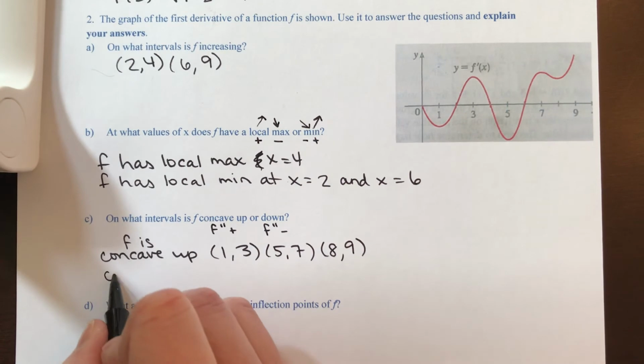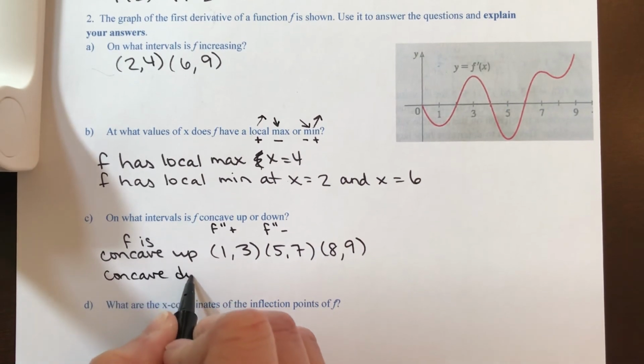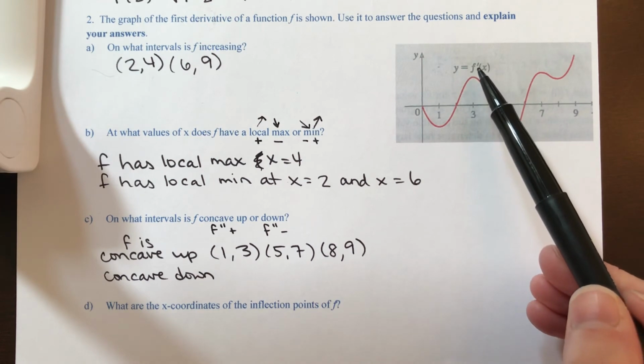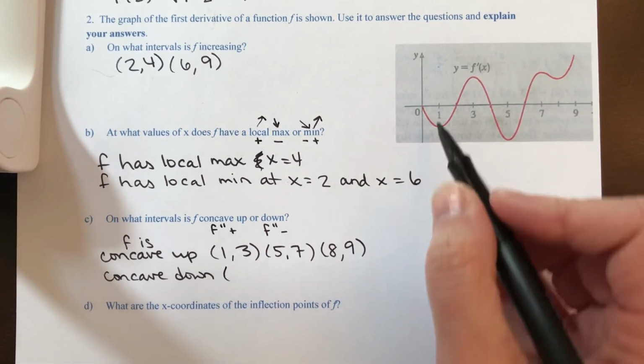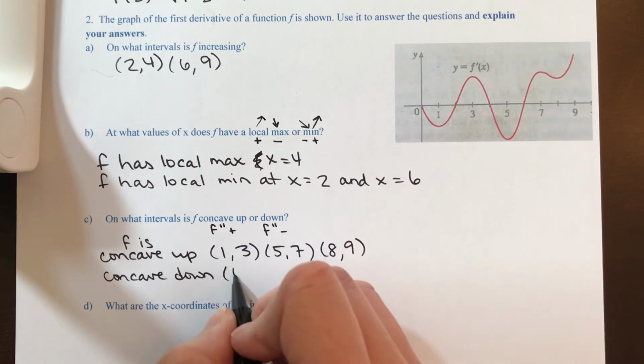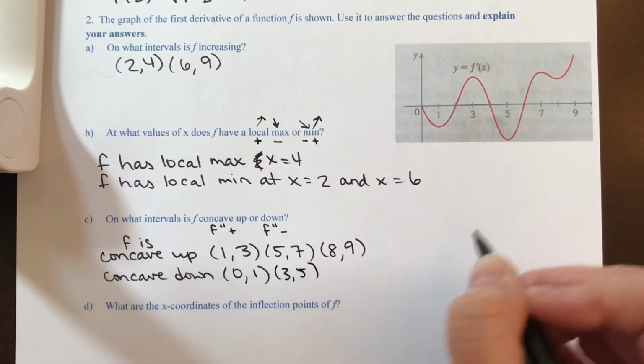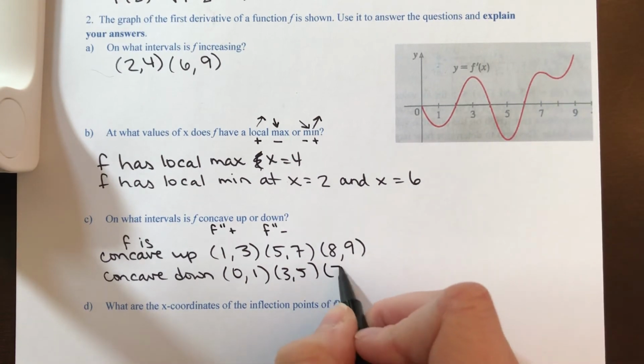And then f is concave down on the intervals when f prime is decreasing, because that's where f double prime is negative. So f prime is decreasing from 0 to 1, and then 3 to 5, and then 7 to 8.